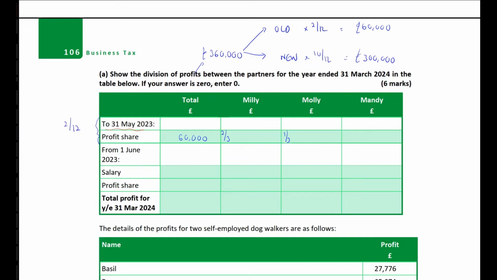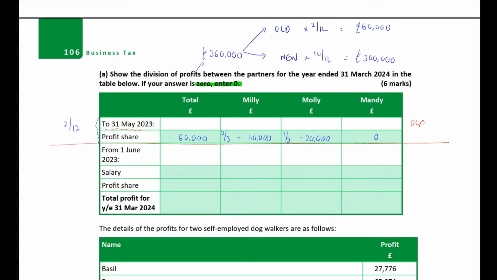So after the £60,000 made, if that is a cake divided into 3 slices, each slice is worth £20,000. And because Millie gets 2 of them, she's going to end up with 40,000 of profit, with Molly only getting 20,000. And of course, Mandy hasn't joined by this point, so she gets nothing. It does specifically say, if your answer is 0, enter 0. So I can't leave that last one blank. I've got to specifically say, Mandy gets nothing. And that is the first part of the question.